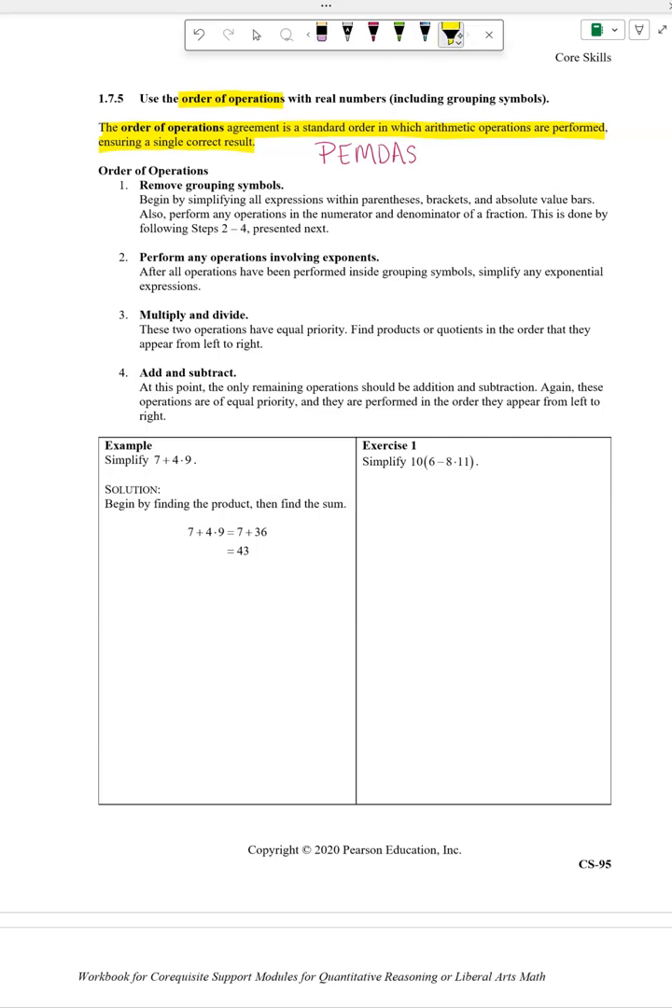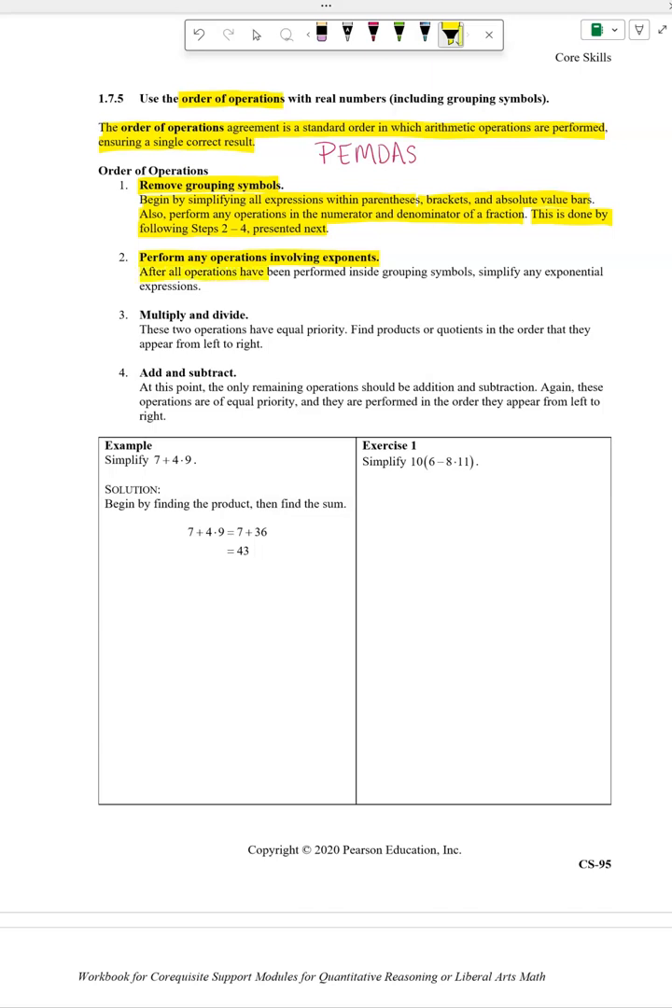Okay, so order of operations. First thing that you're going to do is remove the grouping symbols, okay? Which is the parentheses. Parentheses are grouping symbols. So begin by simplifying all expressions within the parentheses, brackets, or absolute value bars. Also perform any operations in the numerator and denominator of a fraction. This is done by following steps 2 through 4 presented next. So, if it's a fraction, you have a numerator and a denominator, then definitely take care of both of those.